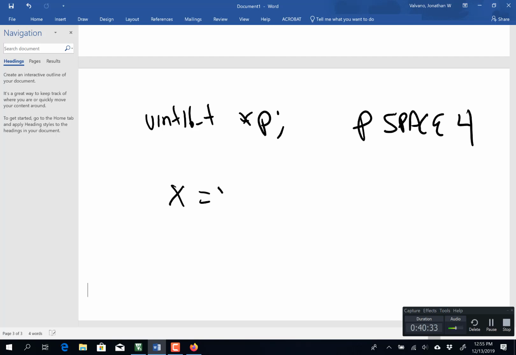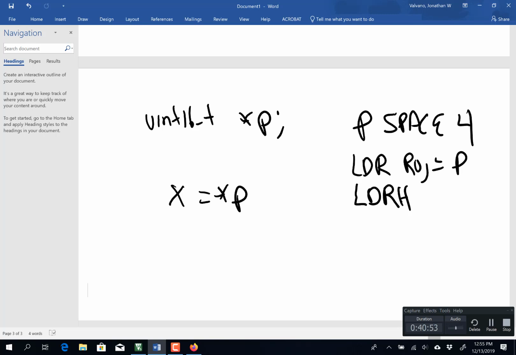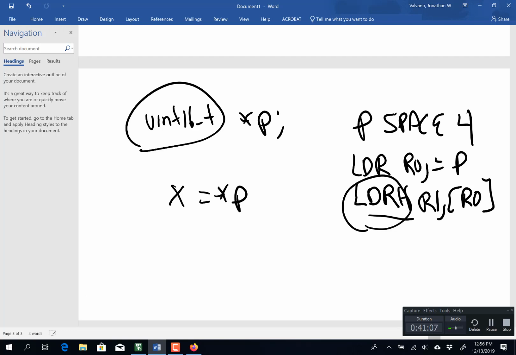x equals star p. What opcode is going to be generated when I dereference that pointer? Not LDR. LDRH. Now there's going to be an LDR up here where I do R0 equals P. But when I dereference it, I'm going to use an LDRH. And so the opcode here matches the type. But the pointer is always 32 bits. Did that answer your question?